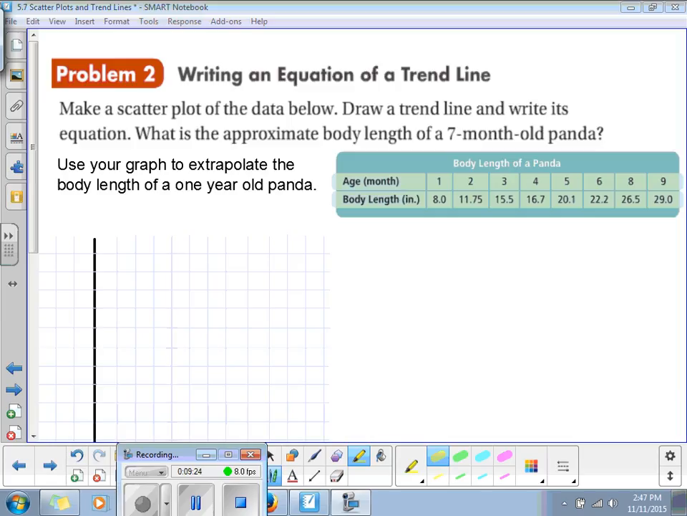So problem 2 is writing an equation of a trend line. We want to make a scatter plot of the data, and we want to draw a trend line and write its equation. And then we want to approximate the body length of a 7-month-old panda. And we want to use the graph to extrapolate the body length of a 1-year-old panda. So right now, copy down your data.